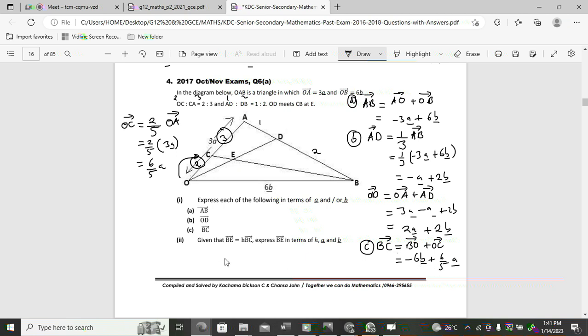So we have found those. Now for part 2, given that BE is equal to h BC, we start with the same BE we've been told. BE is h BC. What is BC? We've already calculated it: negative 6b plus 6 over 5 a. Then we multiply, and this will be negative 6hb plus 6h over 5 a. So this is BE. The question says express BE in terms of h, a, and b. We have expressed BE, and you see there's h, there's b, and there's a. So this is how you work out these.